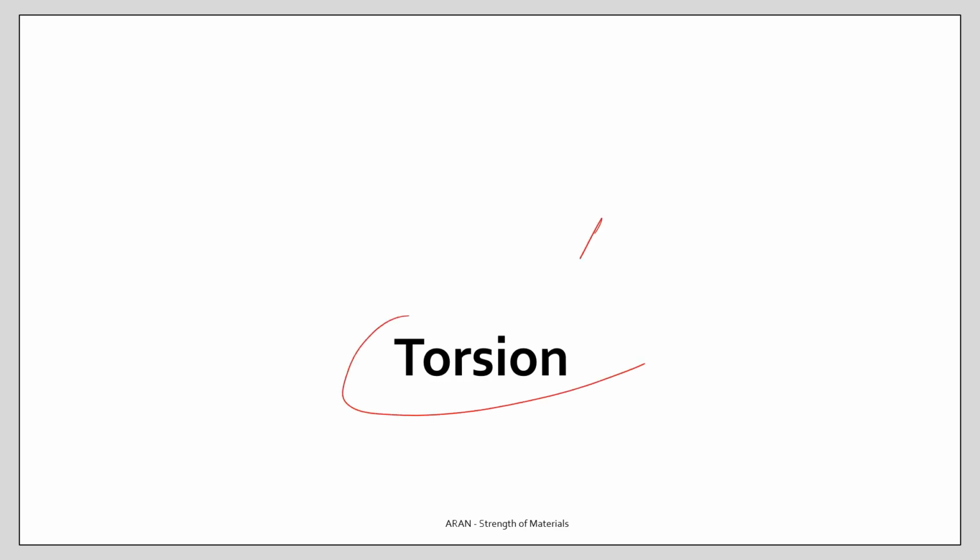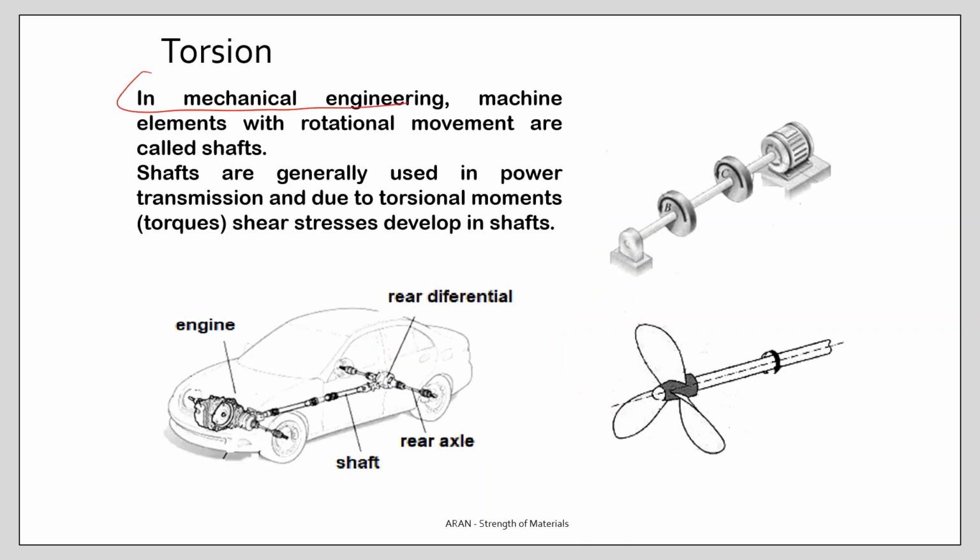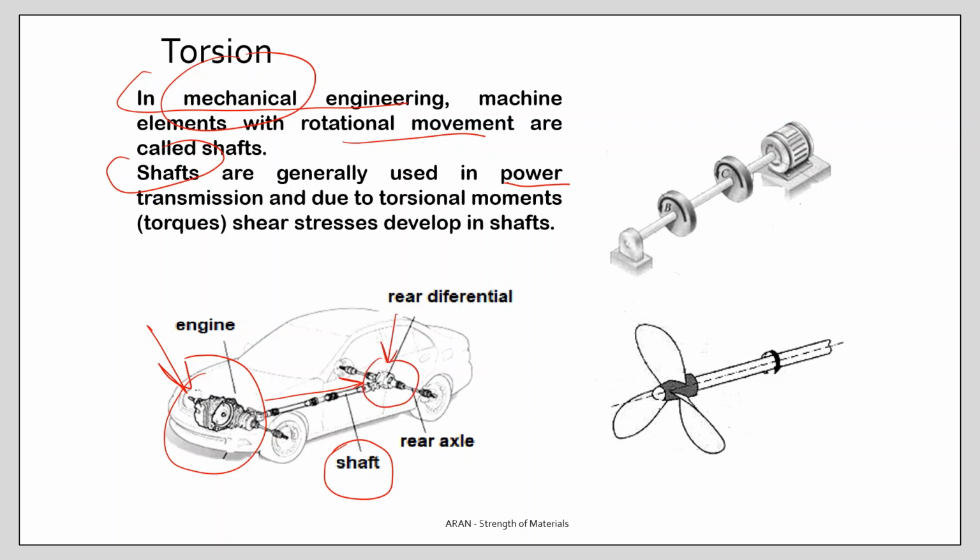In this video, we will discuss torsion and the shear stresses developed due to torsion. In engineering, especially in mechanical engineering, rotational movement is very important. Why? We use shafts to transmit power from a power source to the point where it is used. So torsional moments or torques are acting in these shafts and stresses will develop.